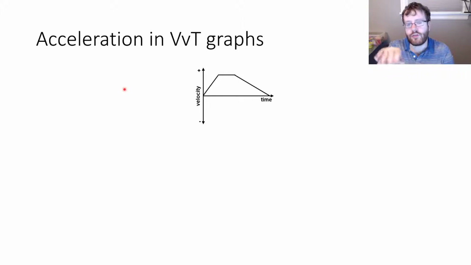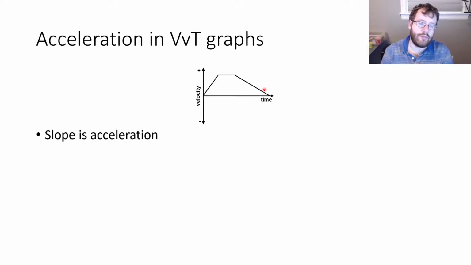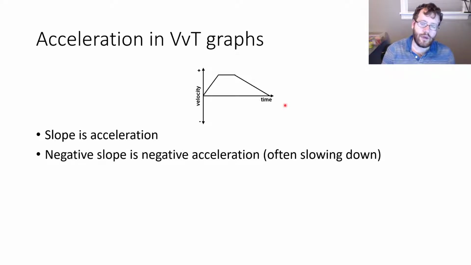We're used to seeing velocity versus time graphs only having flat sections, but now we're seeing sections that have a slope to them. And that slope is the acceleration. So if we find the slope at any given point, that is the value of the acceleration. Just like for a distance versus time graph, when we find the slope, it gives us a speed. For a velocity versus time graph, when we find the slope, it gives us acceleration. So a negative slope would be negative acceleration. This is often slowing down, though it could be speeding up in the negative direction.